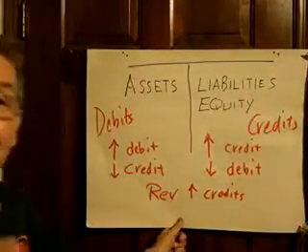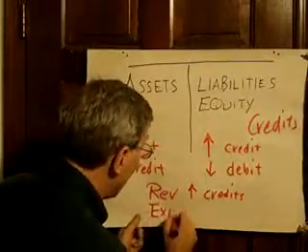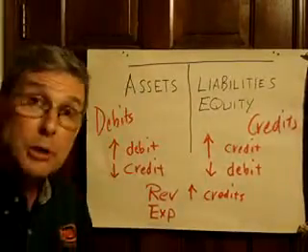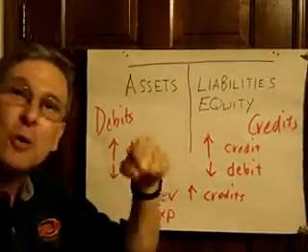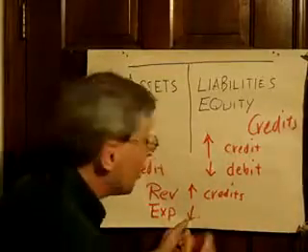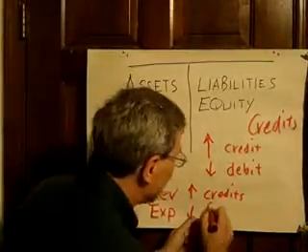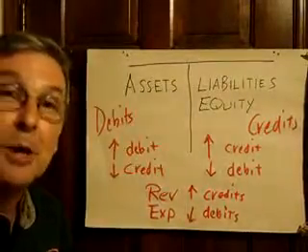Okay? Now, let's talk about expenses. Expenses are the costs you incur doing your business. How do expenses affect equity? They make it go down. So, when equity goes down, we call that a debit. So, expenses are always debits. Just keep that in mind.